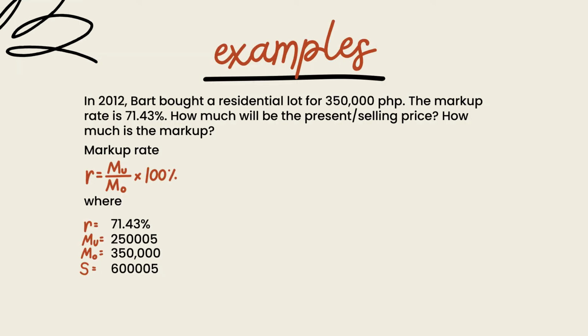So given this question, in 2012, Bart bought a residential lot for 350,000 pesos. The markup rate is 71.43%. How much will be the present or selling price and how much would be the markup? So, kinompute na natin siya kanina at nakuha natin yung 71.43%, 250,005, 350,000, at 600,005. So, now let's compare it kung ano yung gross.